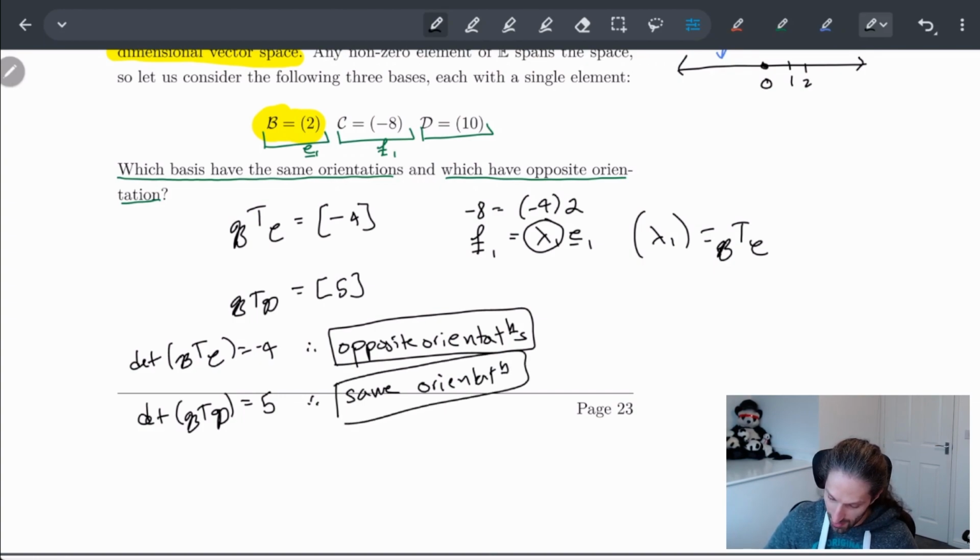So in other words, B and D have the same orientation, and C has opposite orientation.